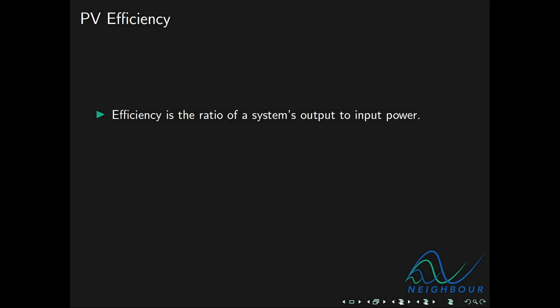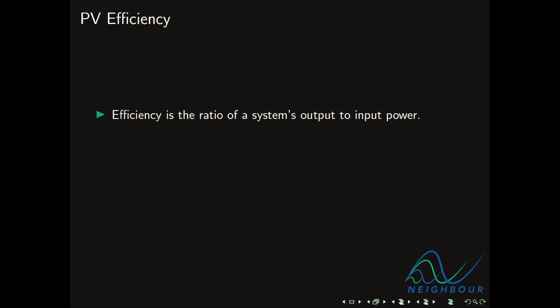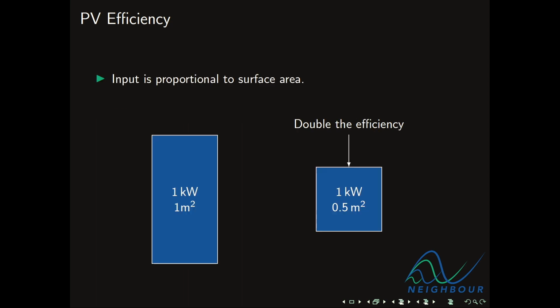Now let's talk about PV efficiency and how we calculate PV efficiency of a generator. Efficiency, just like for any energy system, is a ratio of output power to input power. Keep in mind though that in the case of PV generators, the input power is directly proportional to the surface area of a generator. So if I have two PV generators under the same environmental conditions, and they're each putting out the same amount of power, and one is half the size of the other, I can tell right off the bat that it has double the efficiency. So just keep that in mind.